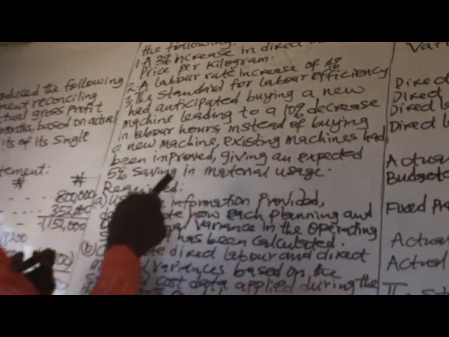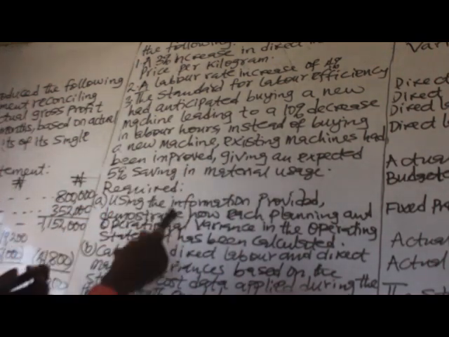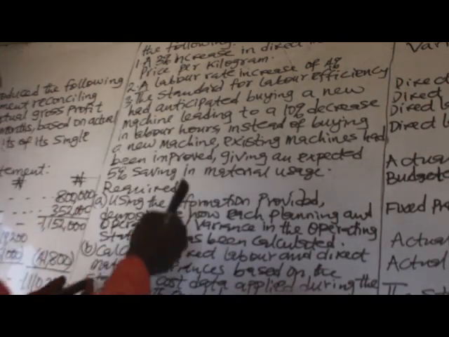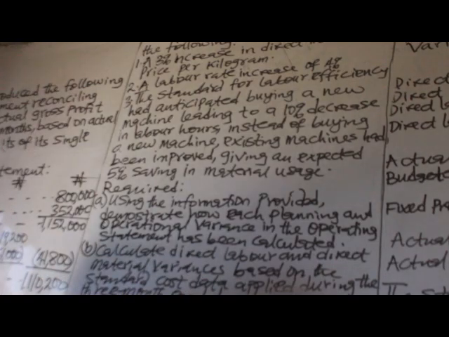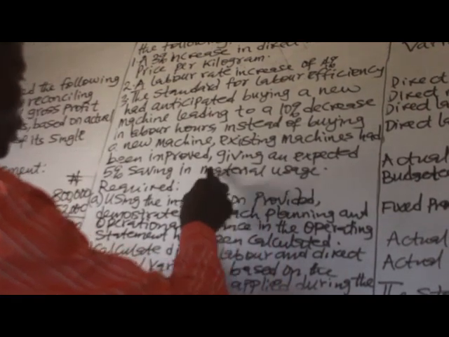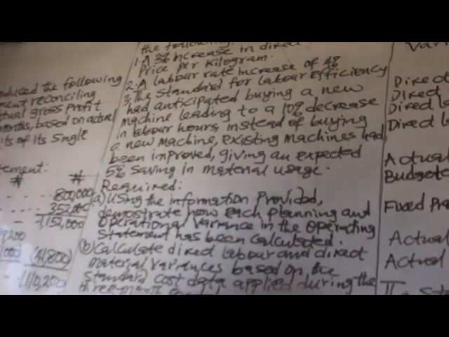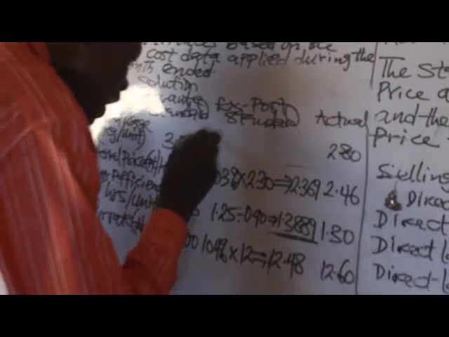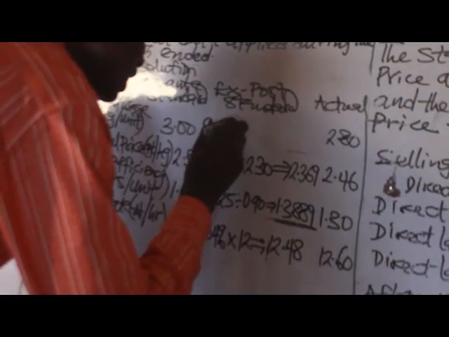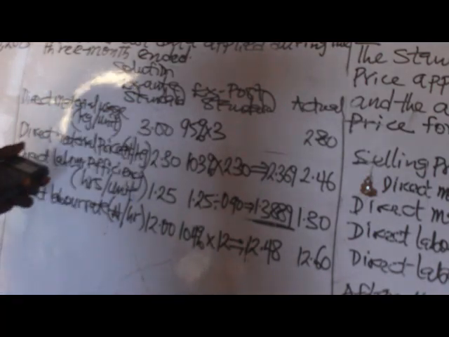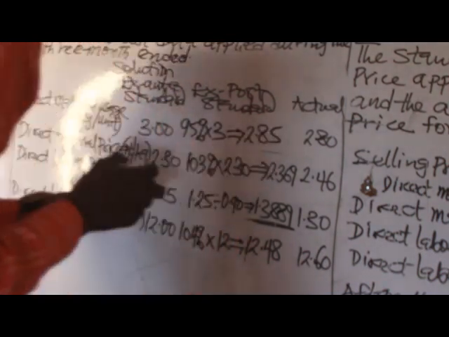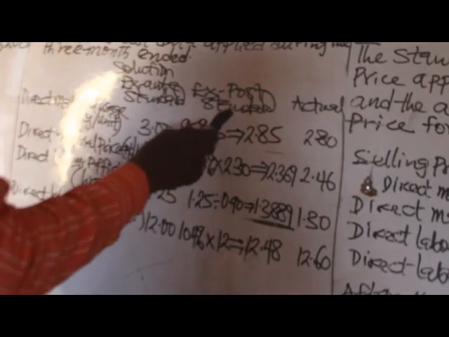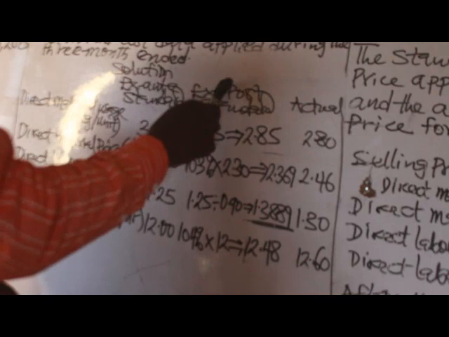As a result of the improvement of the existing machine, it saves material wastage. The usage of material reduces by 5%. That means you'll have 95% if you subtract 5 from 100. So material usage now will be 95% of 3 kg, which gives us 2.85. That is the ex-post standard. So we've computed the ex-post now.